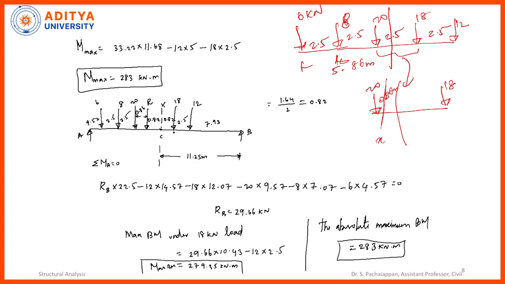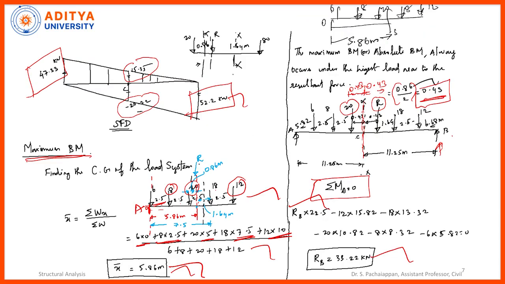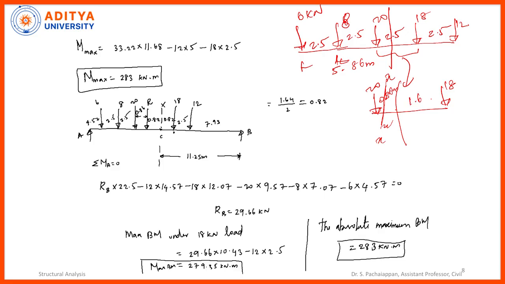I am going to keep my XX section here, as I did earlier. From here to here, you can see the remaining distance is 1.64 meters. So this is 1.64 meters divided by 2, which is 0.82 meters. Now I am keeping the XX section exactly at 0.82 meters from the resultant. Once again calculating the value of RB, I get the RB value as 29.66.